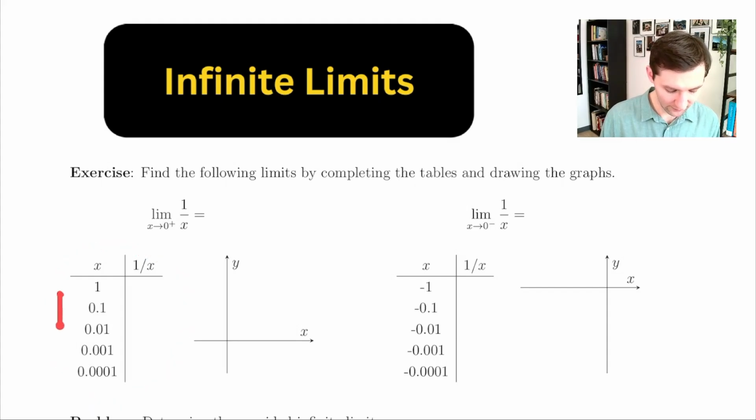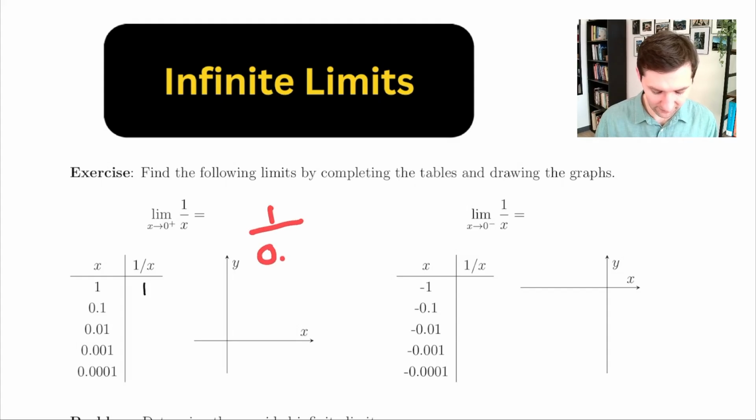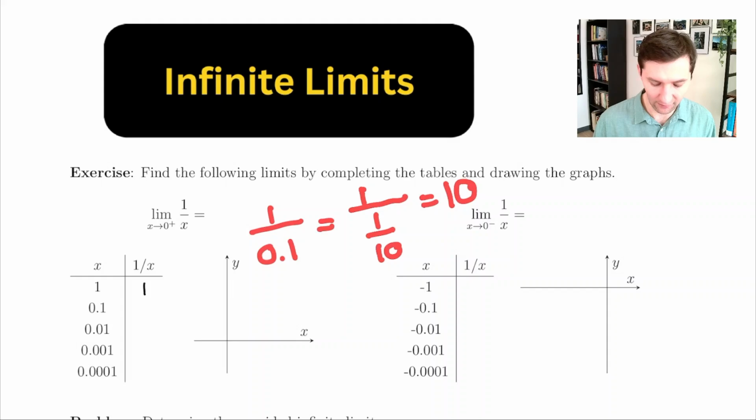The inputs get closer and closer to 0 from the right. Let's see what happens to the outputs. Plug in 1 to the formula and you get 1. Plug in 0.1 and you get 1 divided by 0.1, which is the same thing as 1 divided by 1 over 10, which is the same thing as 10.